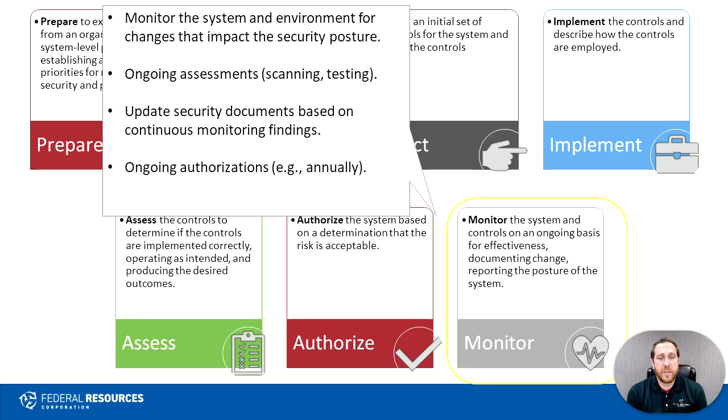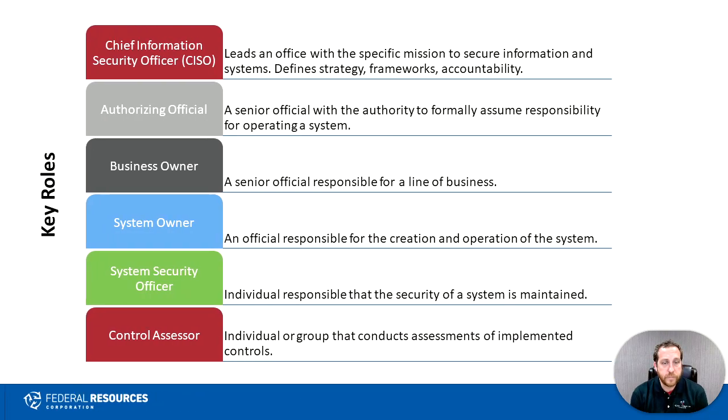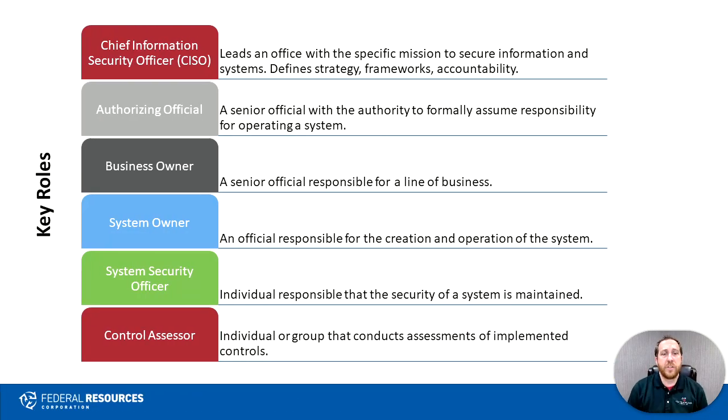This is where the systems and the controls are monitored and assessed on an ongoing basis. Assumptions will change, the tech environment will change with patches and updates, and new threats will be identified, security incidents will occur. This step includes ongoing authorization of the system, usually on an annual basis. So who's driving this RMF ship? Well, we have key players like the CISO, the authorizing official, the security officer, the control assessor. Effectively filling these roles is key to a successful RMF journey.